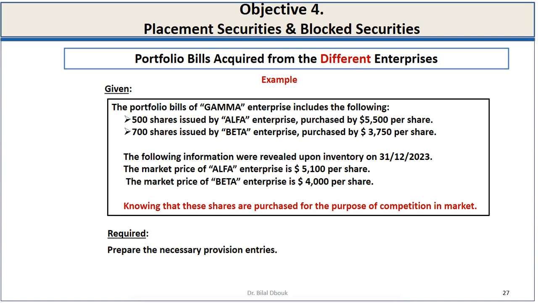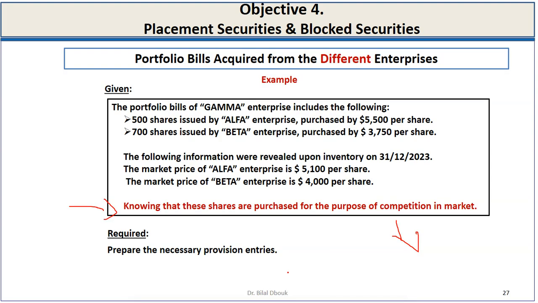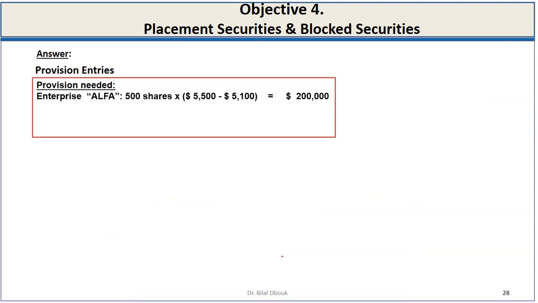So this information given is very important. I have to pay attention. When he tells me that these were purchased for competition and market, it means that these are placement securities. I have to calculate the necessary provisions. I start with Alpha. I have 500 shares. The decrease is 5,500 minus 5,100, equal $200,000 as a total.